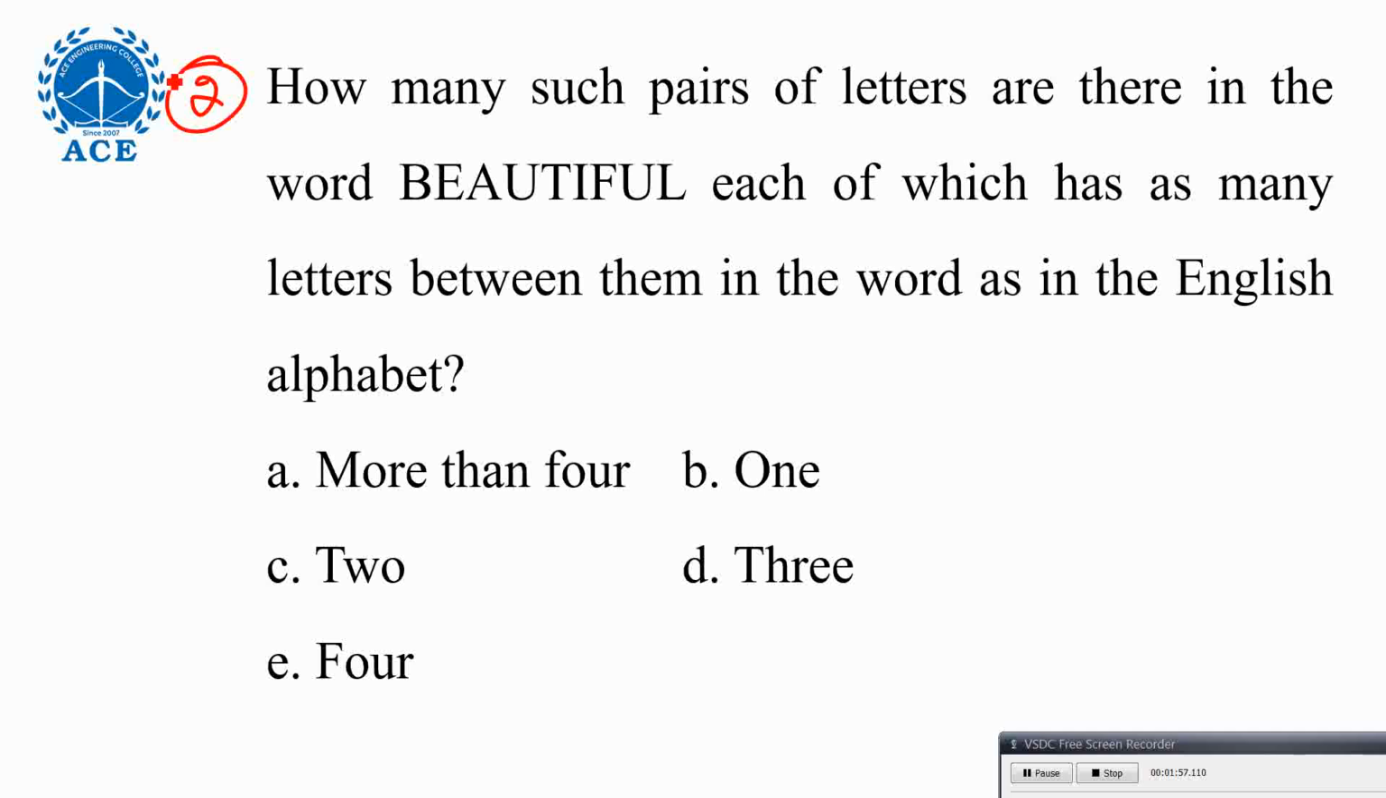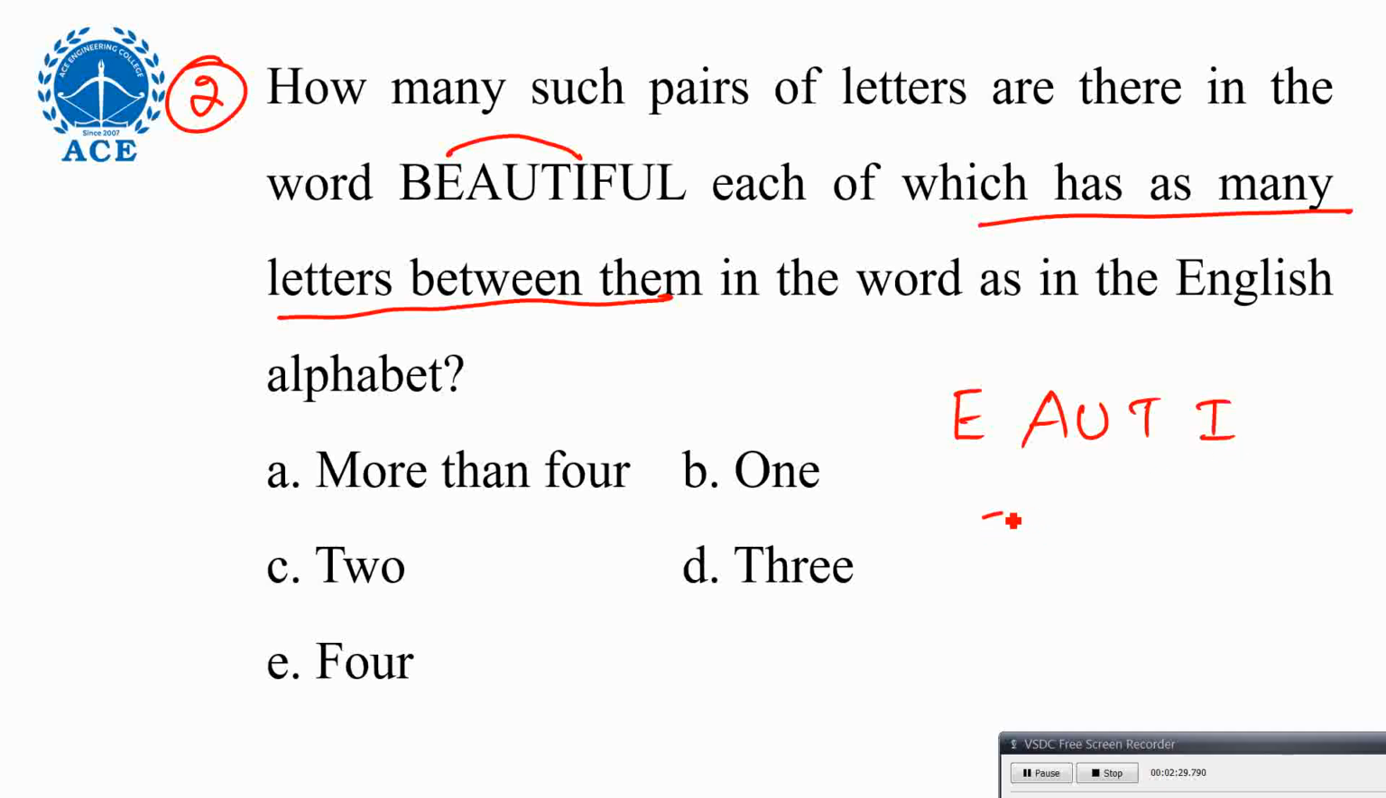Similar to this, we discussed in yesterday's session. As many letters between them as in the alphabet series. How many such pairs are there? A and B have no letter gap. One of your friends said the pair E and I. Between E and I, generally we have F, G, H. Yes, E and I is one such pair which is satisfying.